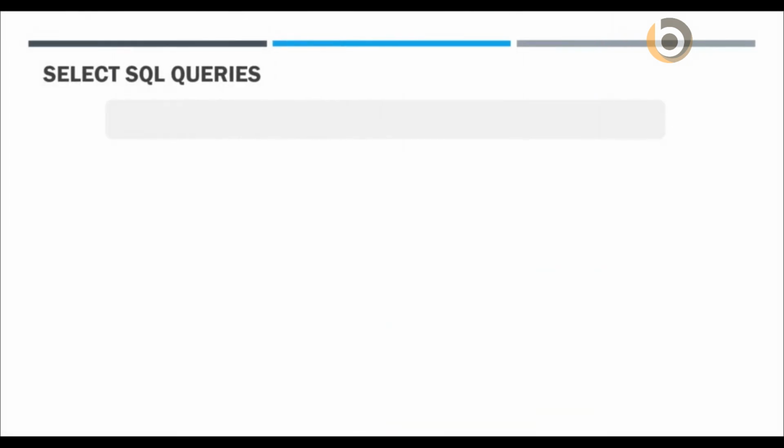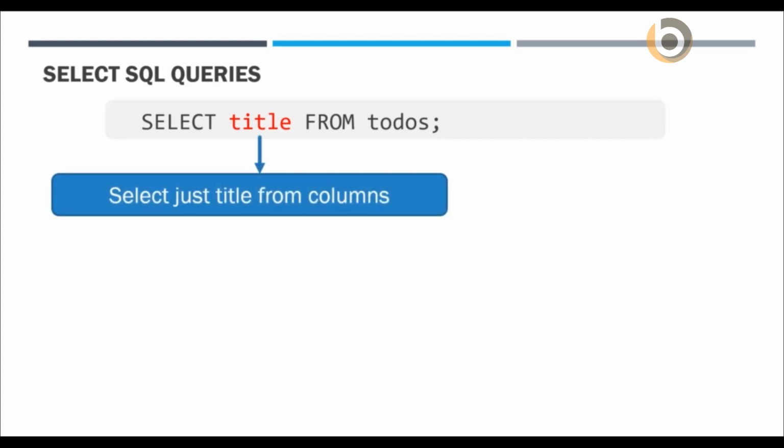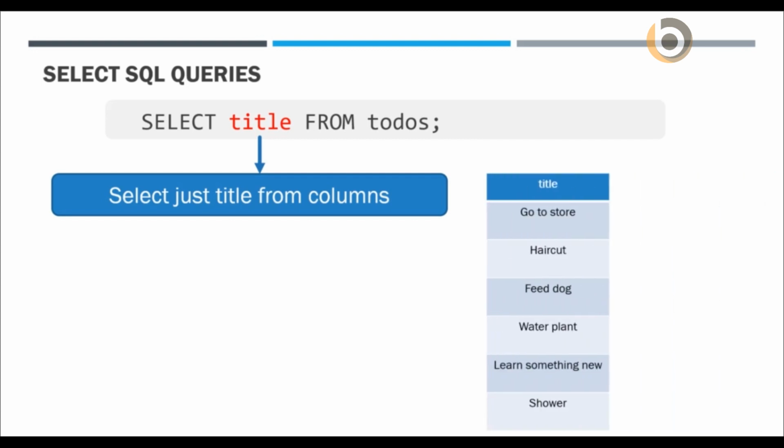What if we modified our select script just a little bit to only retrieve the titles of our records? We can accomplish this by saying select title from to-dos. By doing this, we are selecting just the title from our to-dos columns. Our response from the database will look very similar to this.